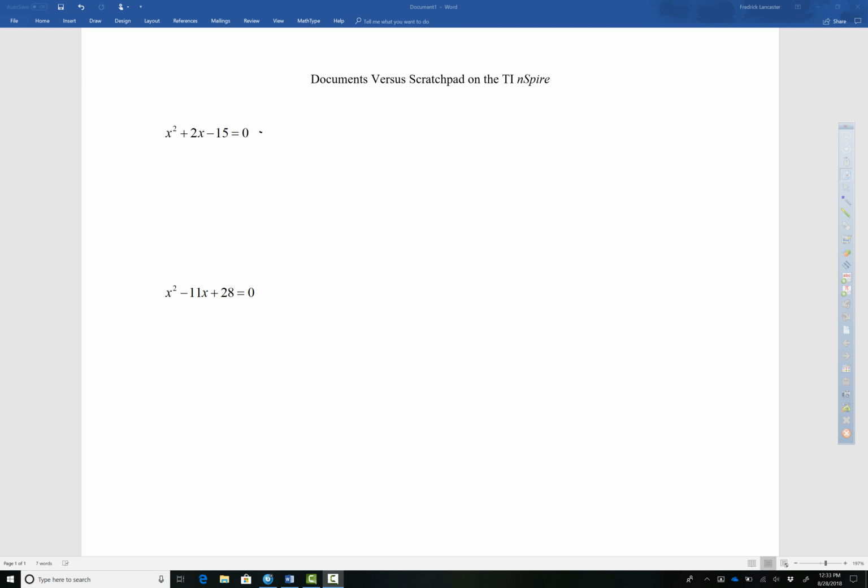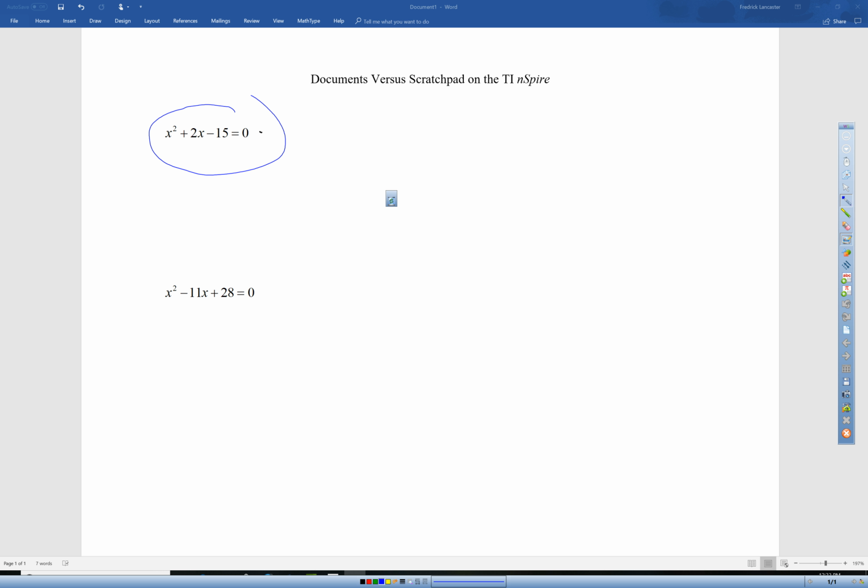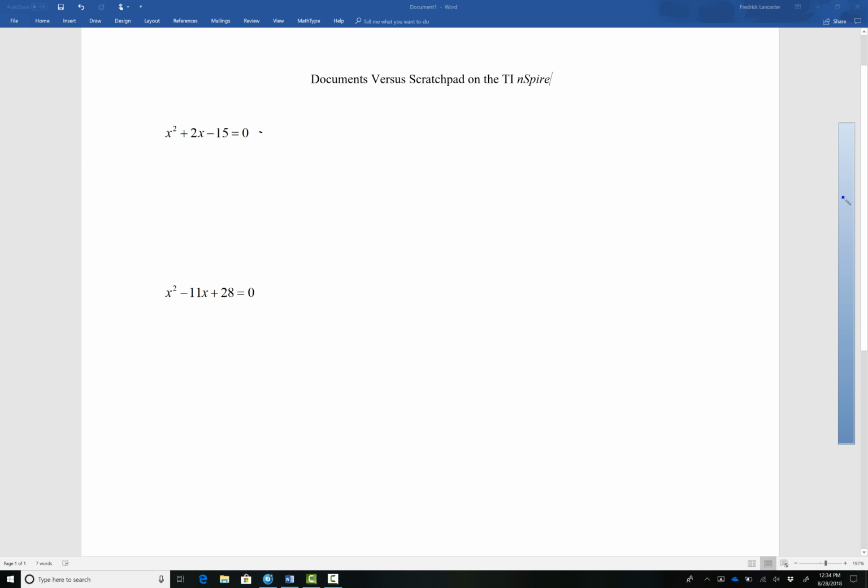The purpose of this video is to convince you to use documents on the TI-nSpire instead of the Scratchpad. So if I look at my sheet here, I've got two quadratic equation problems. This one is x squared plus 2x minus 15 equals 0. If I want to solve this by graphing, I'm going to replace the 0 here with a y and then go graph it in the calculator.